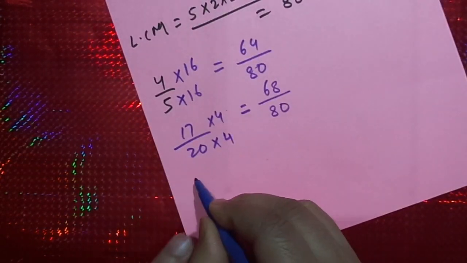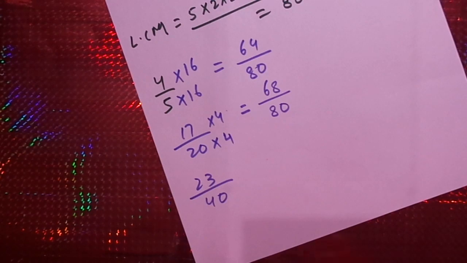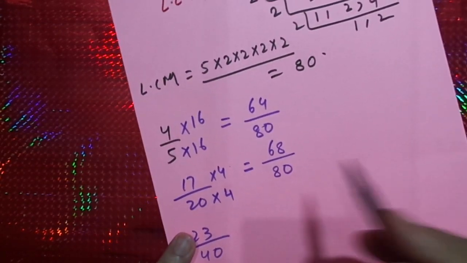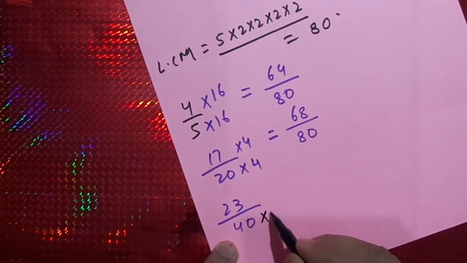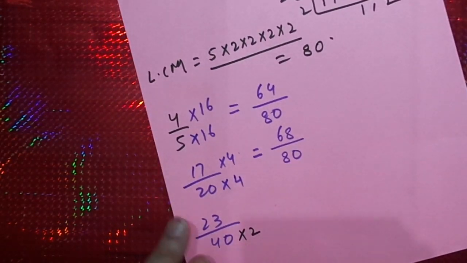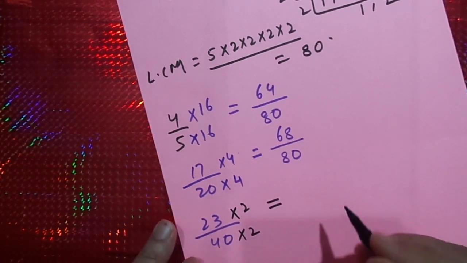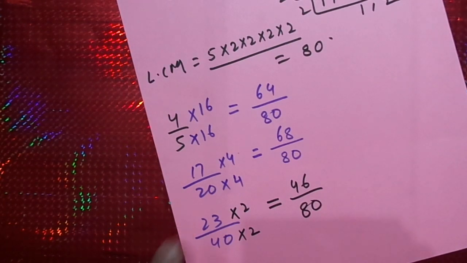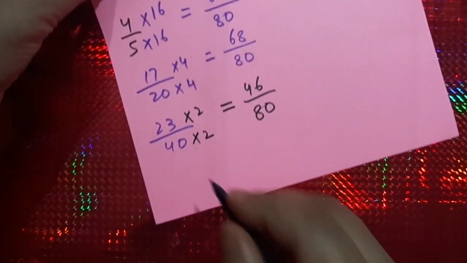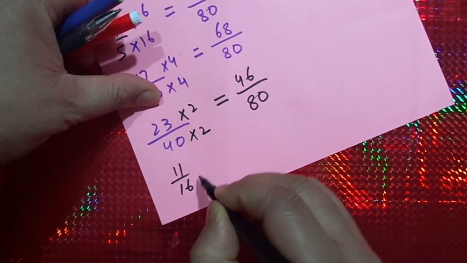Similarly, 23 by 40. If I remove 40 from here, 5 2s are 10, 2s are 20, 2s are 40, only 2 remains. So I will multiply it by 2 in the numerator and the denominator also, and we'll get 46 by 80. Similarly, 11 by 16. In 11 by 16, what do I find?